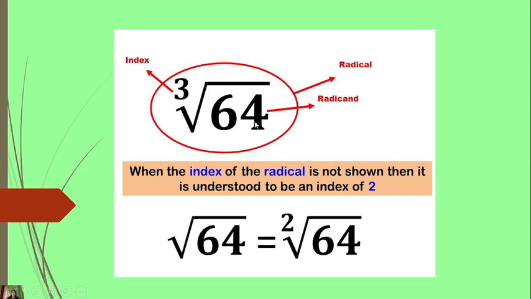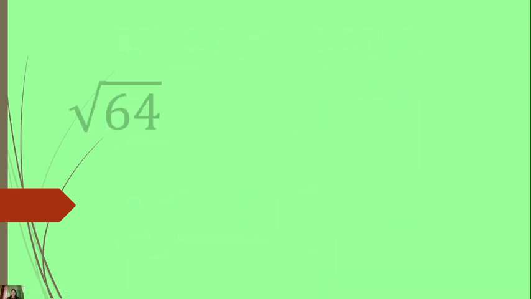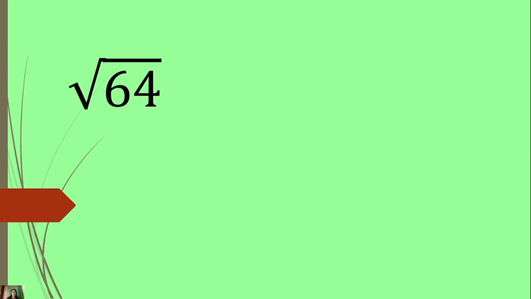64. Next, when the index of the radical is not shown, then it is understood to be an index of 2. It is just like this. You cannot find any index in this example because it is understood that the index is 2. So this will read as square root of 64, which is also the same as this symbol. Square root of 64.